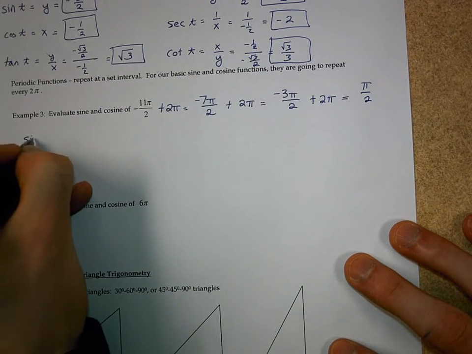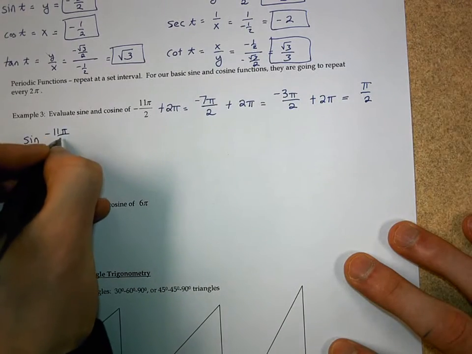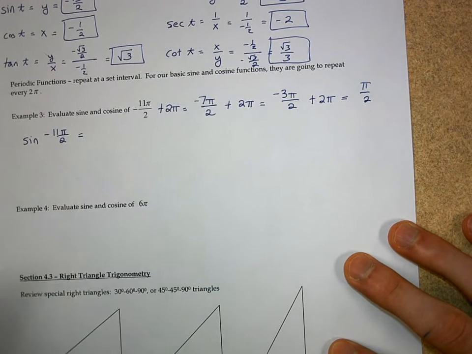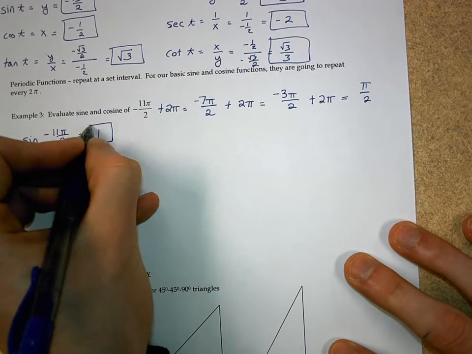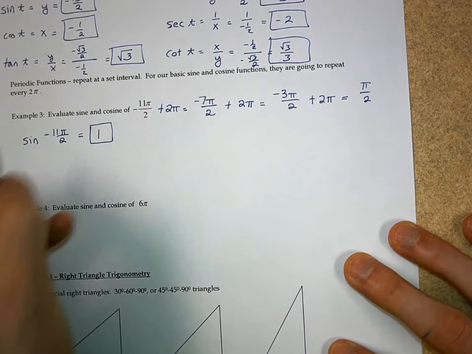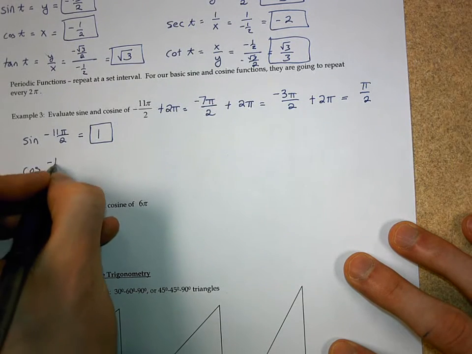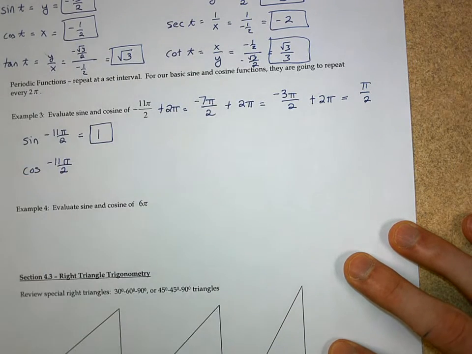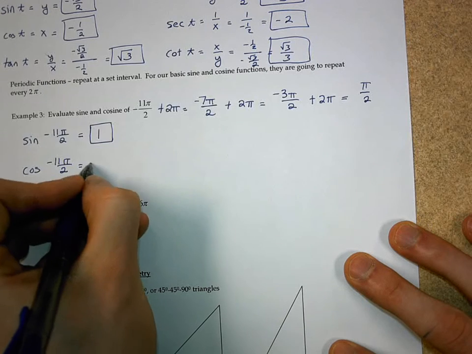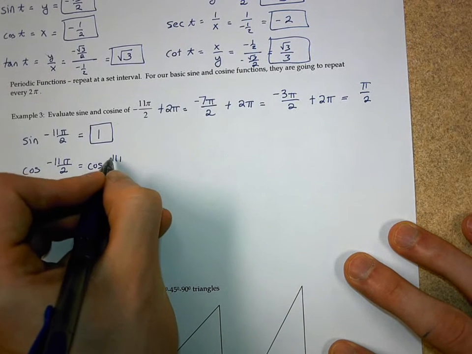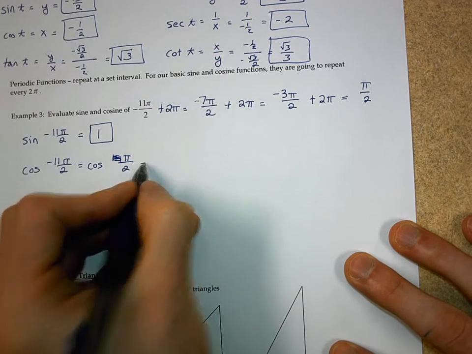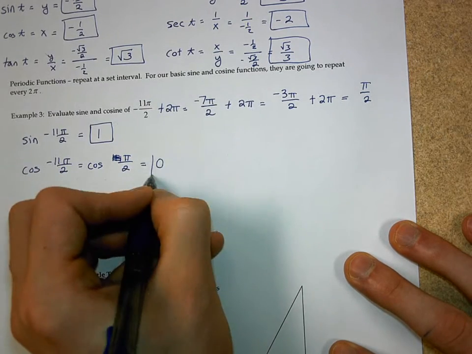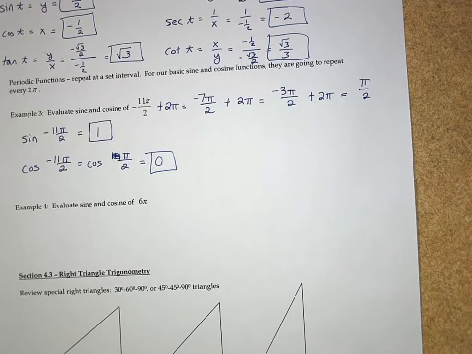So the sine of negative 11 pi over 2 is going to be the exact same thing as the sine of pi over 2, which is on the unit circle, and that's 1. The cosine of negative 11 pi over 2 is the exact same thing as the cosine of pi over 2, and we can see that's 0.